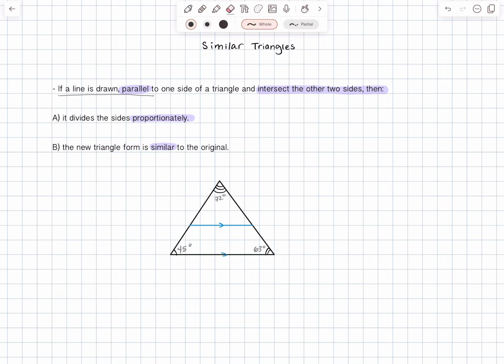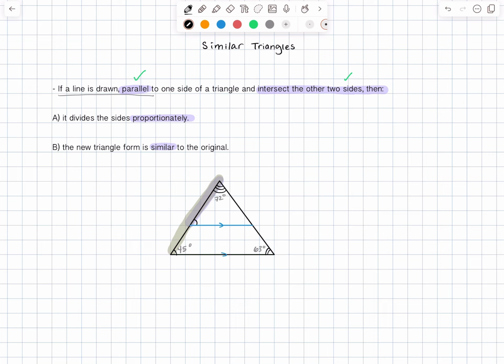Now these two are parallel and intersect the two sides. Parallel, yes. Intersects the two sides, yes. Then it divides the sides proportionally. That means, let me use the highlighter, this side over here is proportional to this whole side. I'll show you an example with numbers soon, but what we're saying here really is that they're similar triangles.